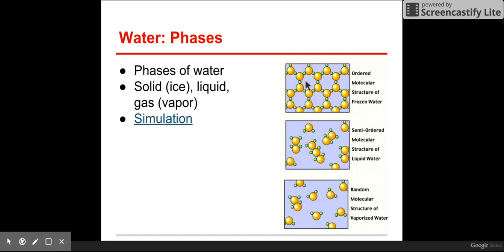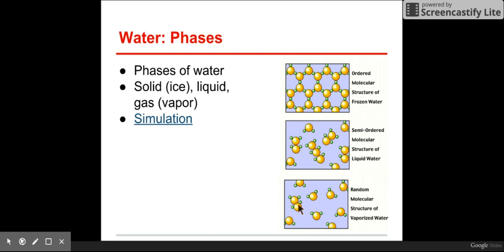If you add a little bit of energy and melt the ice, you get this semi-ordered molecular structure. The bonds between the hydrogen and oxygen atoms begin to break, and the atoms start to move around a little bit more freely. Notice that they still cluster together, and it's this clustering together of the atoms that makes them more of a liquid than a gas. Add still more energy to the system, and the molecules start moving around randomly without sticking to each other.